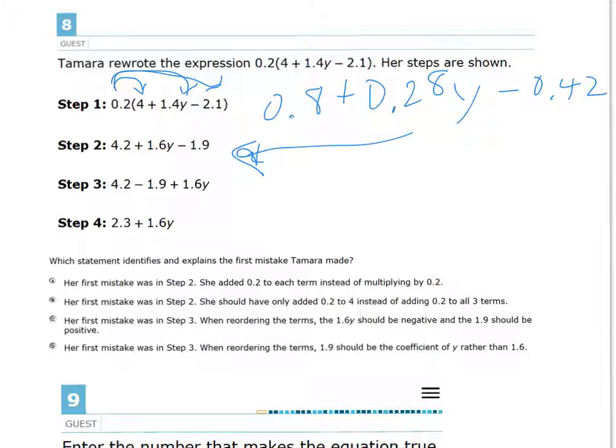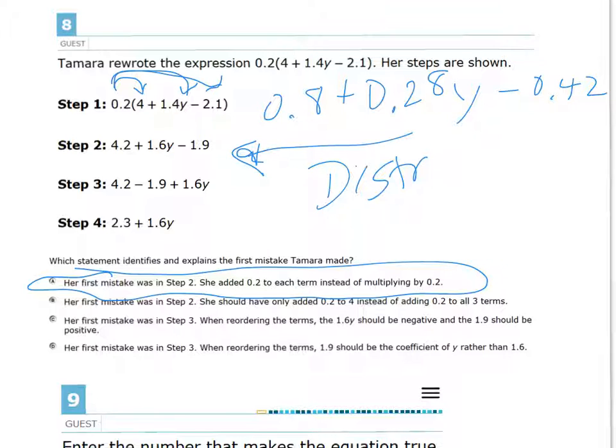So the answer, when we're looking for which statement explains the first mistake she made, would be letter A. She did not multiply, and she was supposed to. She wasn't supposed to add at all, because this is the distributive property. Distribute is to multiply.